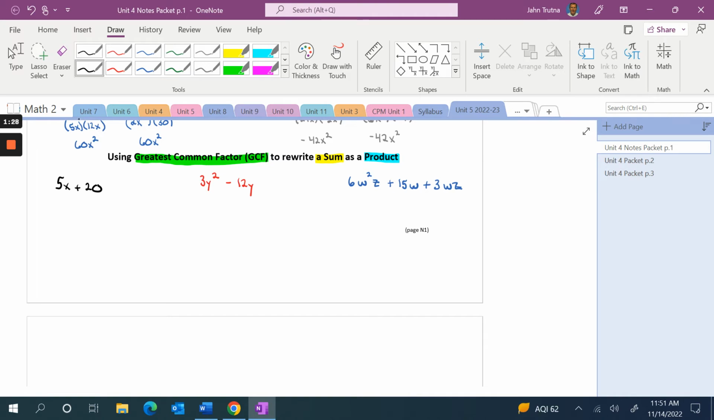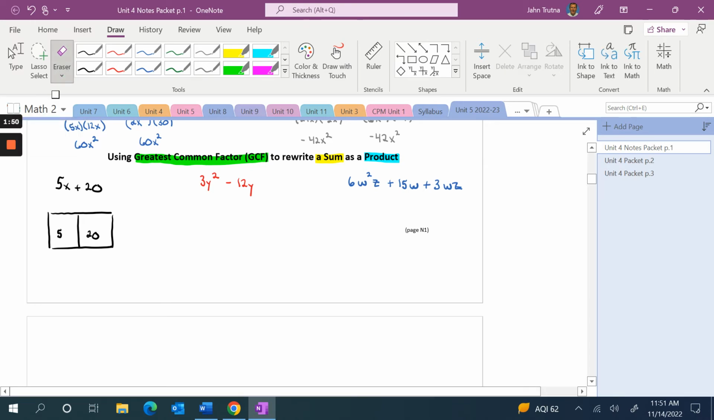We're going to use the area model to write this out as a product. So we're going to set up our area model right here for 5x plus 20. And because there's only 2 terms, we are going to put the 5x in the left rectangle and the 20 into the right rectangle here.